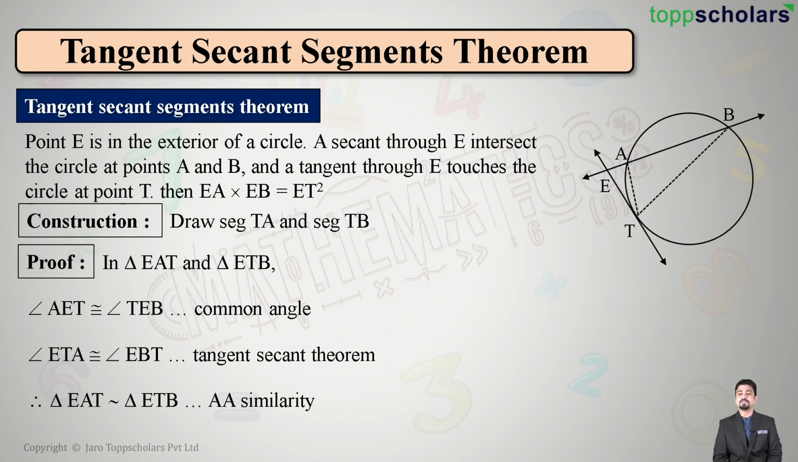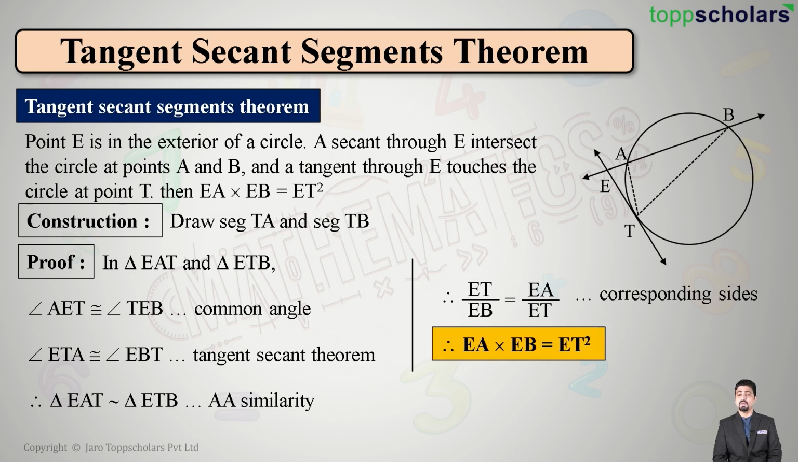Triangle EAT is similar to triangle ETB. Then we can write the ratio of corresponding sides as ET upon EB is equal to EA upon ET. Simple. Cross multiply. We get EA into EB will be equal to ET square. Isn't that what we were looking for? That's exactly what we had to prove. Alright, so that was the proof for the tangent-secant segments theorem.